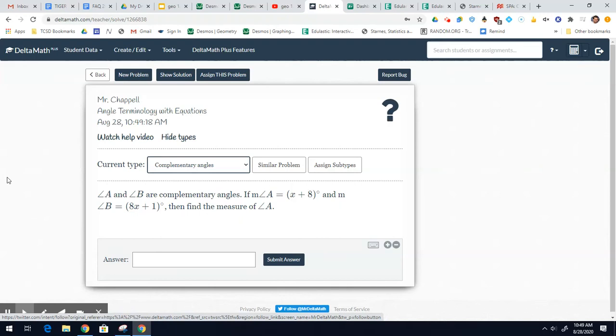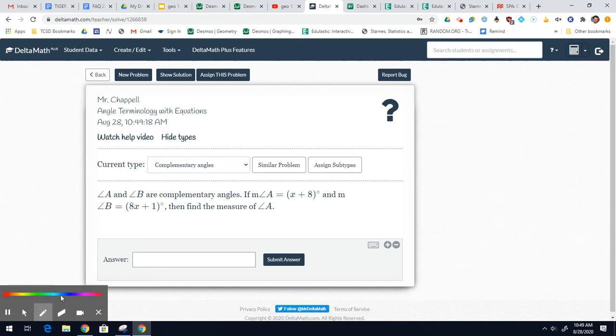I'm going to show you two more problems. So this next one says angle A and angle B are complementary angles. If the measure of angle A is x plus 8 and the measure of angle B is 8x plus 1, then find the measure of angle A. So this is where your vocab comes into play first. Again, vocab, vocab, vocab. What does complementary mean?